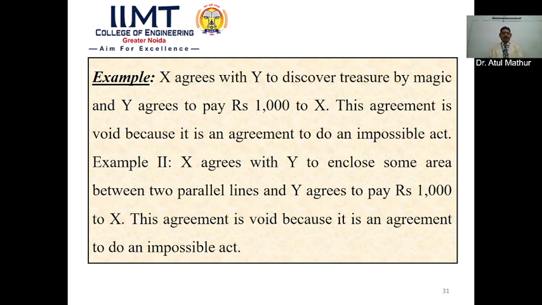Example: X agrees with Y to discover treasures by magic and Y agrees to pay rupees 1000 to X. This agreement is void because it is an agreement to do an impossible act. Example two: X agrees with Y to enclose some area between two parallel lines and Y agrees to pay rupees 1000 to X. This agreement is void because it is an agreement to do an impossible act.